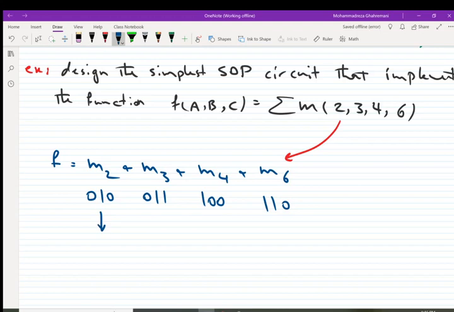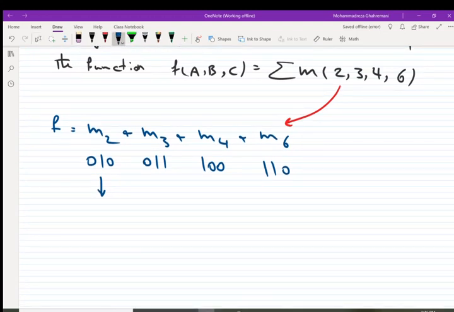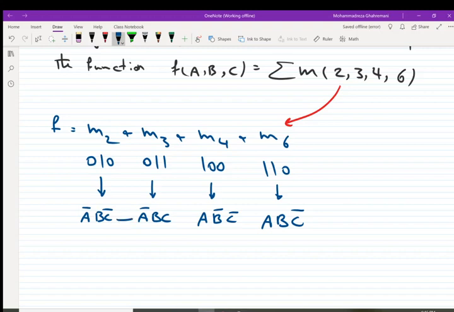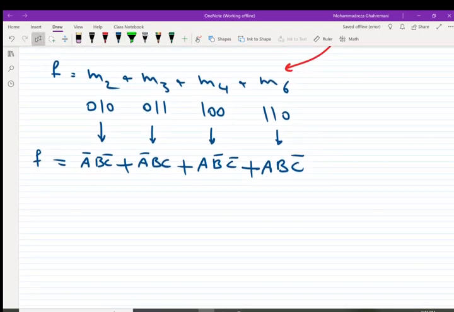So here, because we have 0 for A, we say A bar, B, C bar. For the next one, A bar, B, C. For the next one, A, B bar, C bar. The last one, A, B, C bar. We just need to add these minterms, and this one is the function. Okay, so we got the function directly from the minterms, so we don't have to do the truth table.